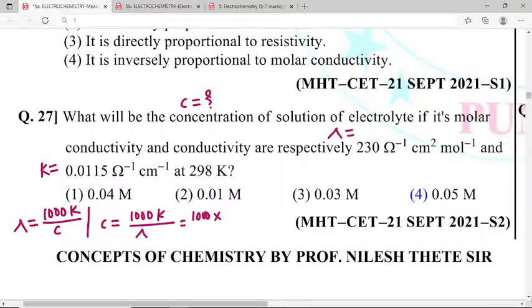1000 multiplied by K. How much is the K value? 0.0115. This whole divided by 230. So the zero gets cancelled. Shift the point, we'll get the answer. So what is the answer here? 11.5 divided by 230 is equal to 0.05.